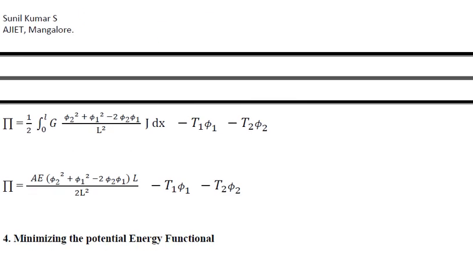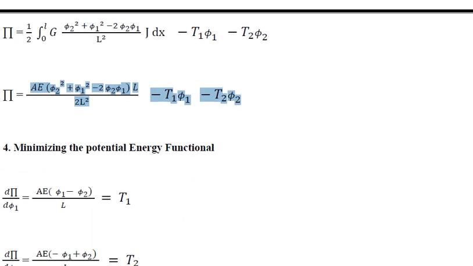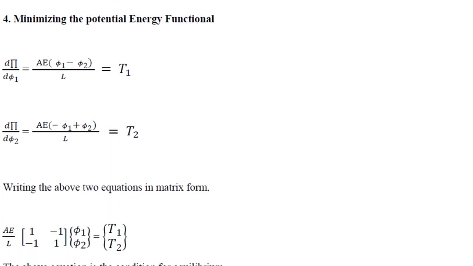After substituting in the pi equation, it is the same as that of the bar, only the notation changes. We will get this expression. After integration, this is the expression. So for equilibrium of the system, we have to minimize pi, which means d pi by d pi 1 and d pi by d pi 2. If you do that, we will get two equations.